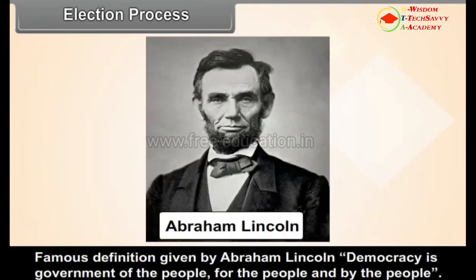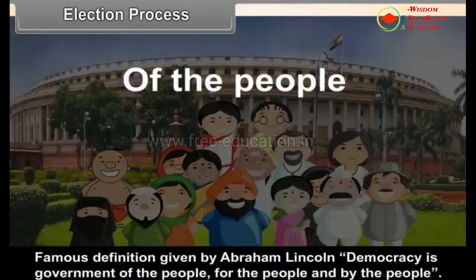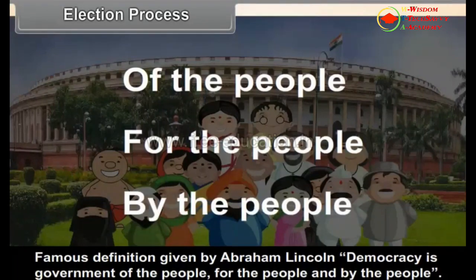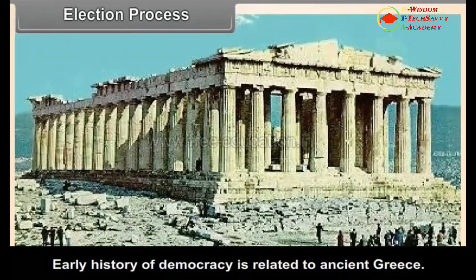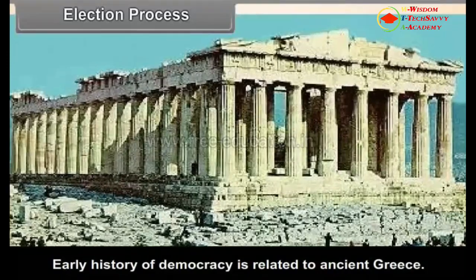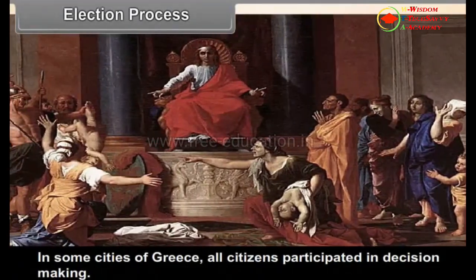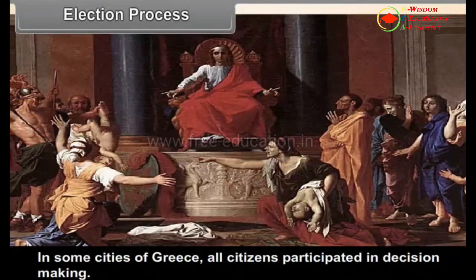Famous definition given by Abraham Lincoln: Democracy is government of the people, for the people, and by the people. The early history of democracy is related to ancient Greece. In some cities of Greece, all citizens participated in decision making.